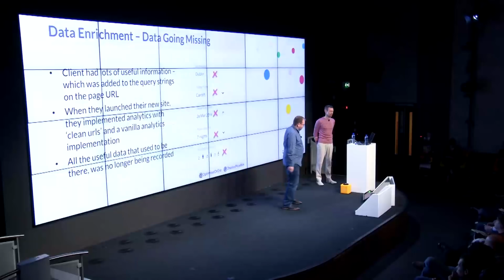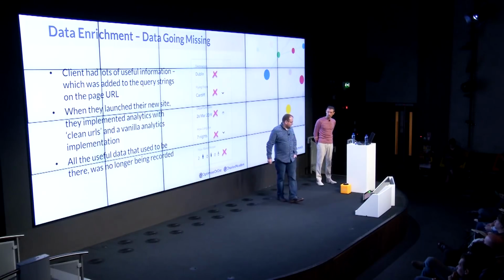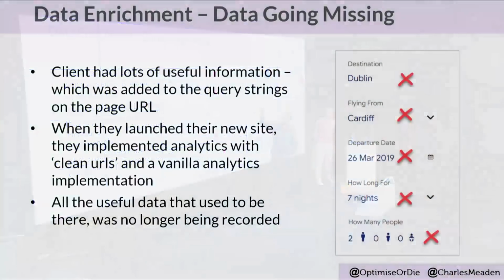So I'm going to tell you a sad story now. It's a story about data going missing. We had a client in the travel sector who was capturing all this useful information, where people were flying from, departure dates. They were doing it in the query strings. Now, I know I've just talked about data skew and it being a bad thing, but these guys had built a model, they extracted it, they got all the stuff.